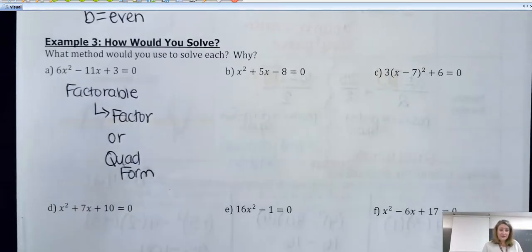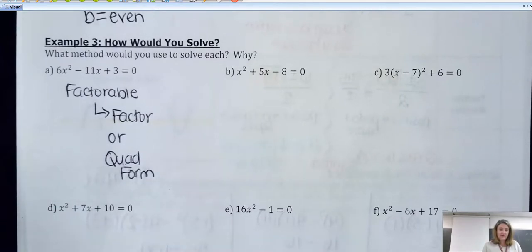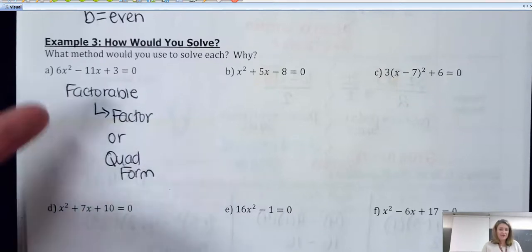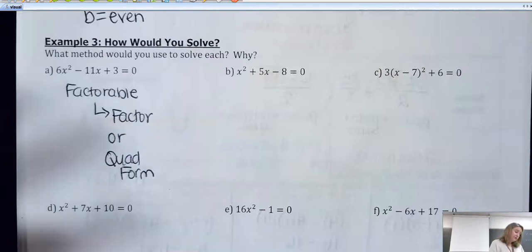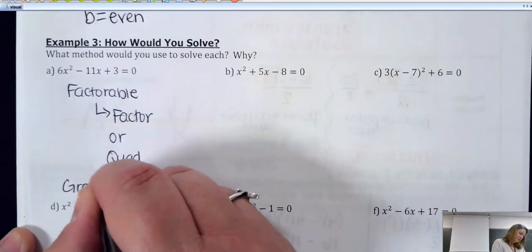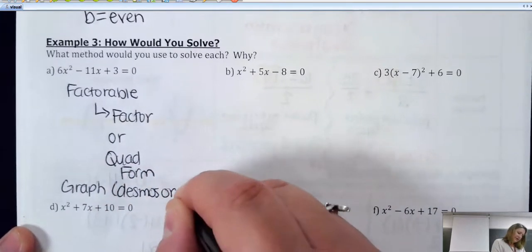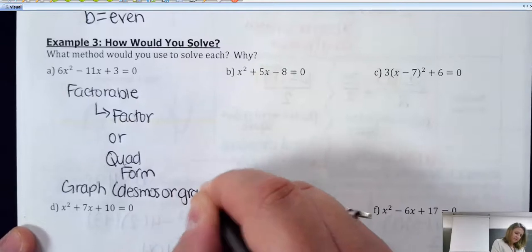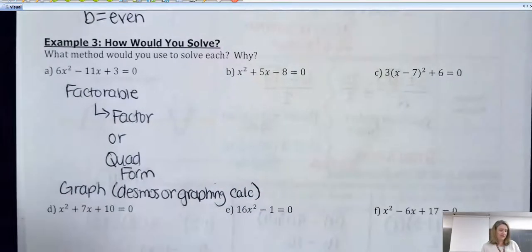You could graph this if you wanted to. I got a positive value when I did the discriminant, but I would probably want to see my graphing calculator for that. So I would say you could graph, and if I was doing that, again, I would probably use Desmos or my graphing calculator. But probably if that question was in front of me, I would either factor or use the quadratic formula.